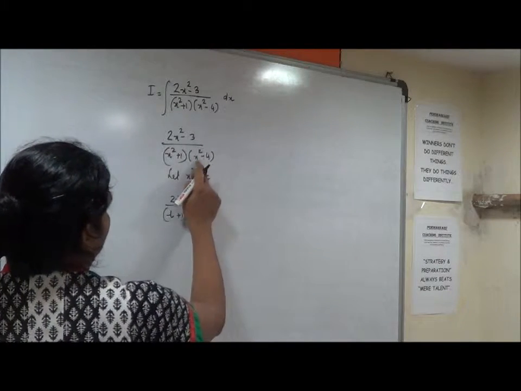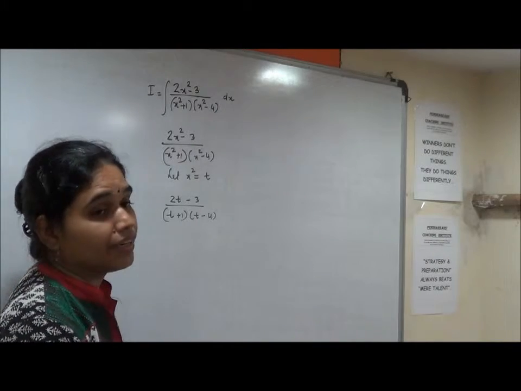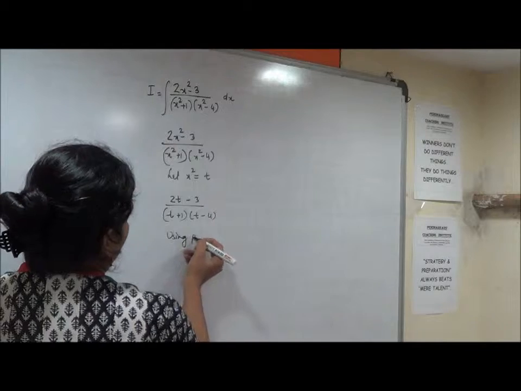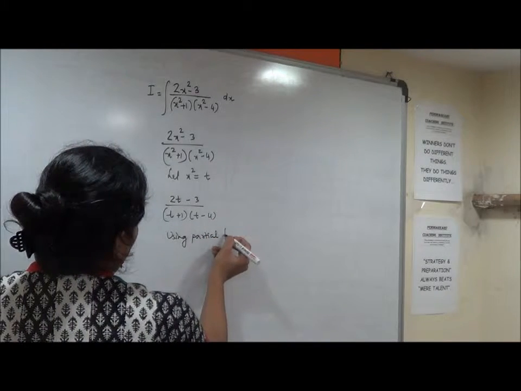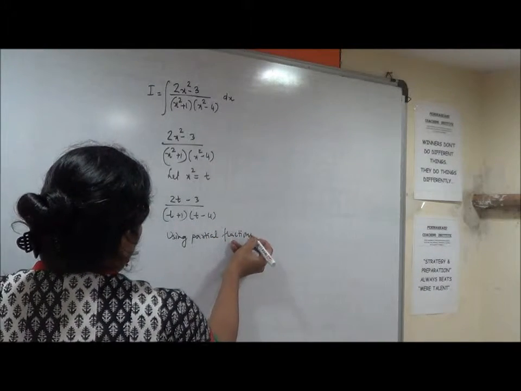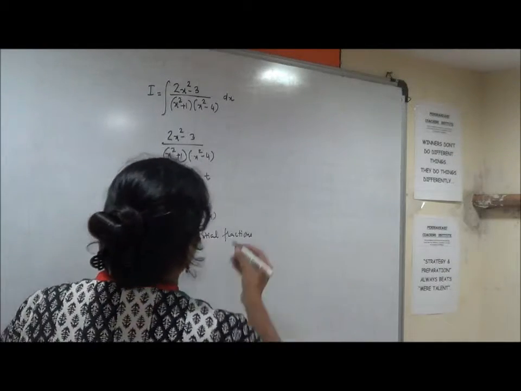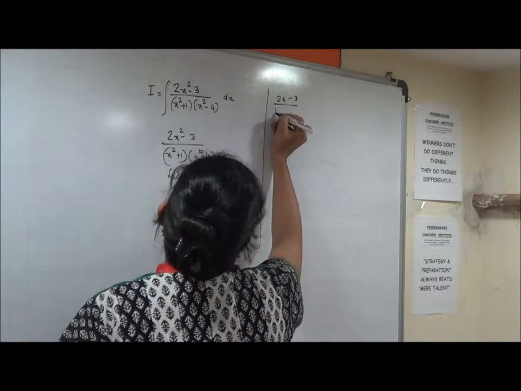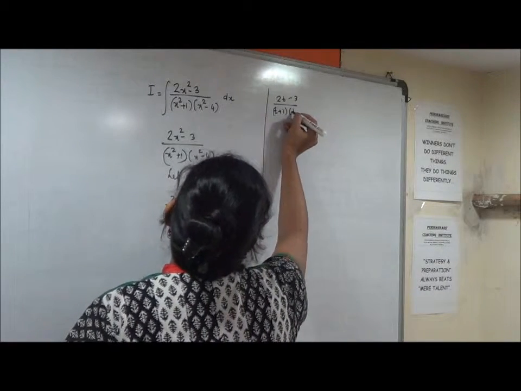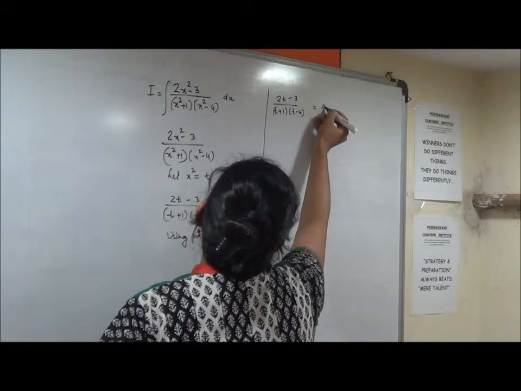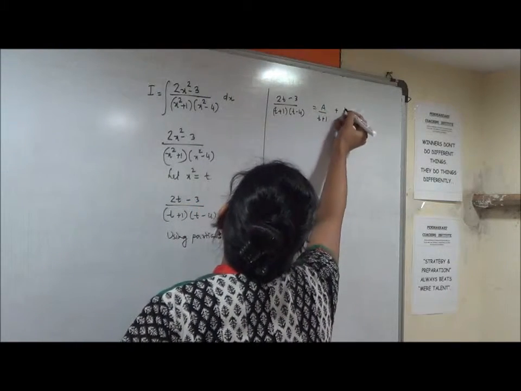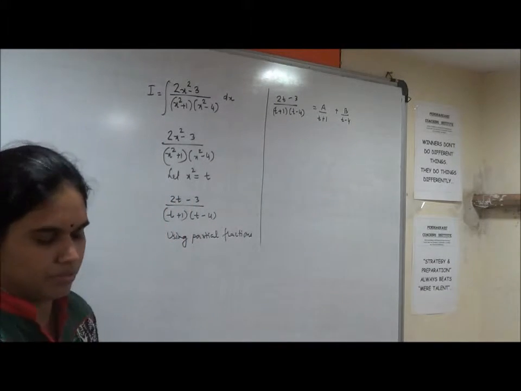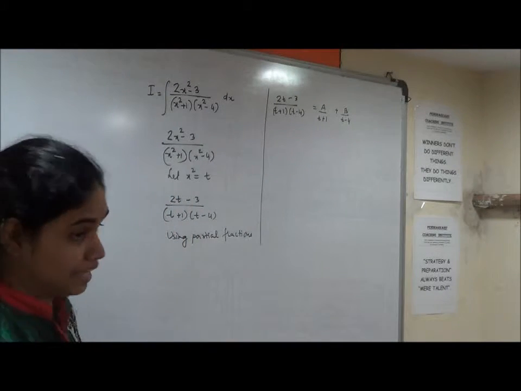So what we have done is convert this x² in terms of t, so I have made it a linear term. I will apply the partial fraction condition now. What we will get is (2t − 3)/((t + 1)(t − 4)) = a/(t + 1) + b/(t − 4). So I have got two fractions for linear terms.